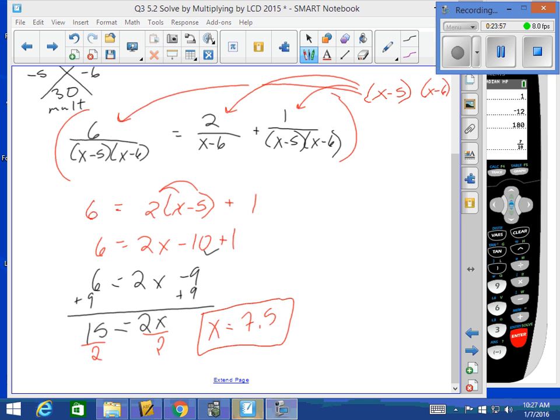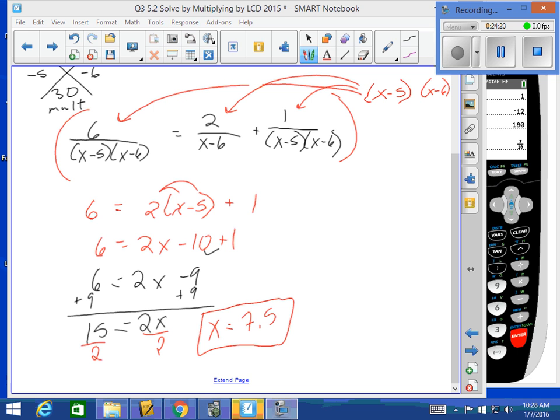Okay, now I do need to make sure that my answer wouldn't make my denominator equal 0, because again, you can't use anything that would make the denominator 0. So looking back at this problem here, 6 over x minus 5 times x minus 6, the number that would make this first parentheses equal 0 would have been a 5. 5 minus 5 would have given me a 0. But I didn't get 5 as an answer, so that's okay.